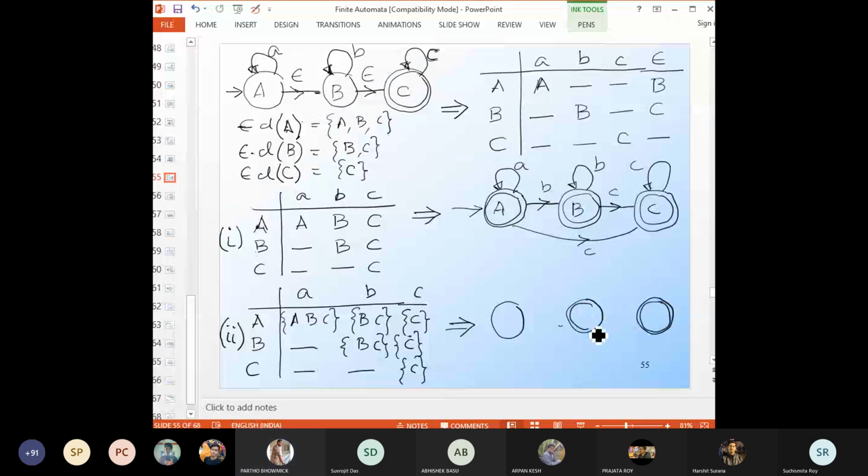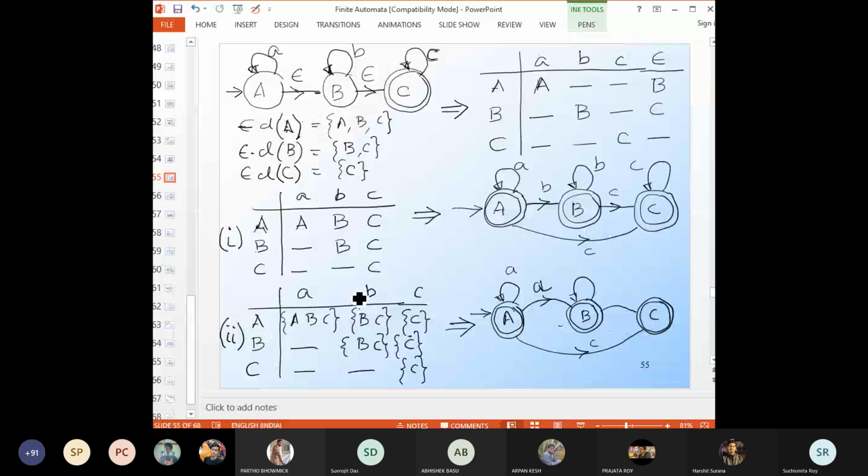All of these are final states. So this is A, B, C, and this is the start state. Okay. And let's now put in the transitions. So from A, you have transitions to A, B, C, all of them. One transition to A, one transition to B on A, and also one transition to C.